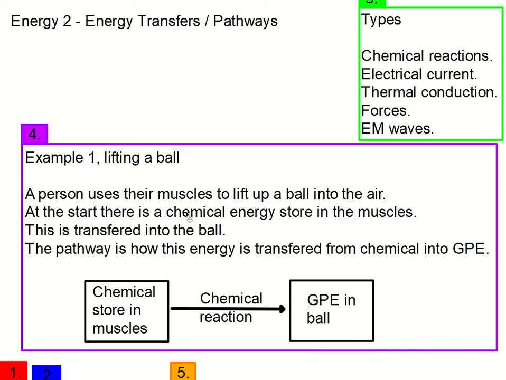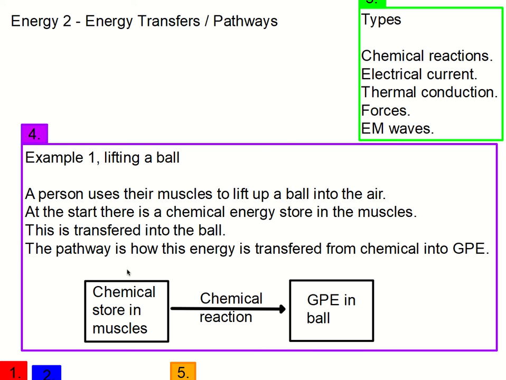Now, talking about the energy stores there, at the beginning, there's chemical energy in that person's muscles. When the person lifts the ball up in the air, they take that chemical energy and they turn it into a different type of energy. That's what happens when the ball is lifted up. Now, obviously, the ball's been lifted into the air, so it's now got gravitational potential energy. So we've talked about the energy stores. At the beginning, we start off with chemical energy, and at the end, we have gravitational potential energy.